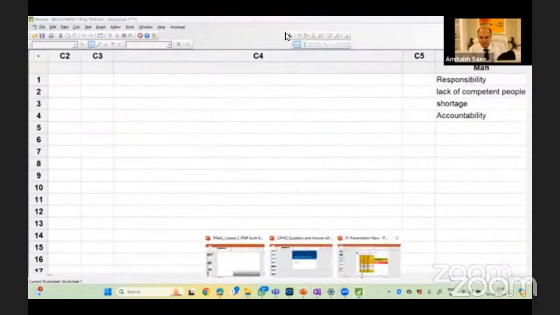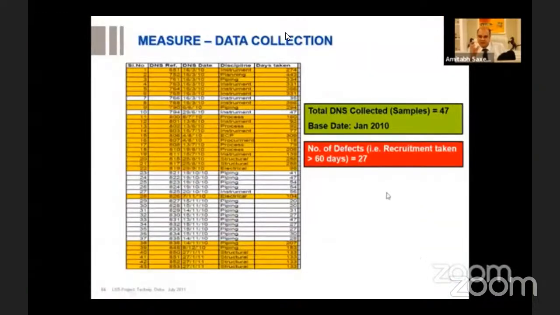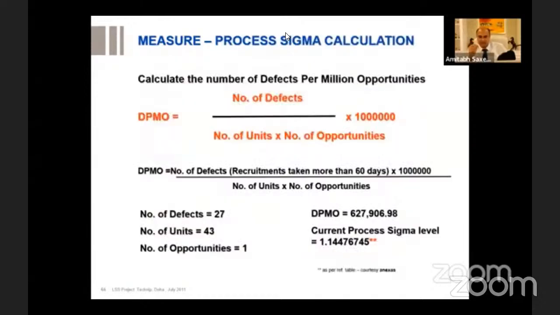I will also do one more thing, which is known as sigma level calculation, which is not in our syllabus right now. So just don't worry about it. But I'll just show. We also find what is a defect in our process. So here we have taken a defect definition as any recruitment taking more than 60 days is a defect. So today we have 27 defects out of 47. So you use a formula using DPMO, defects per million opportunities, and calculate the sigma level.